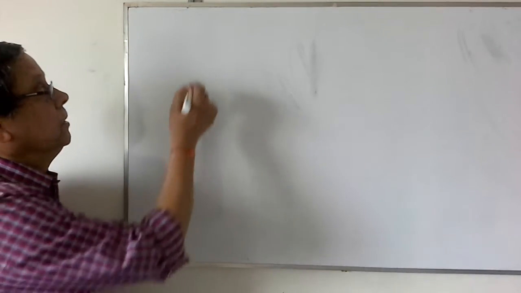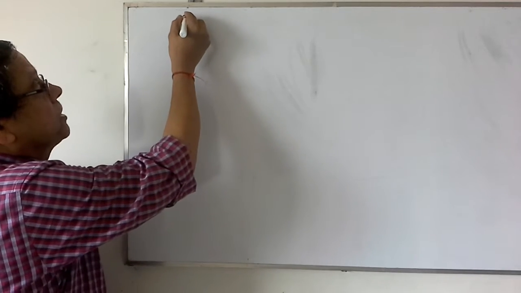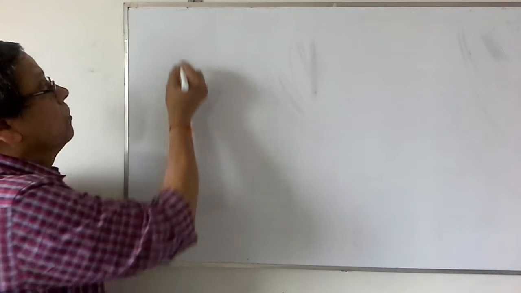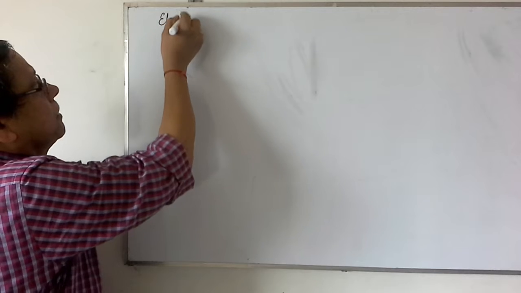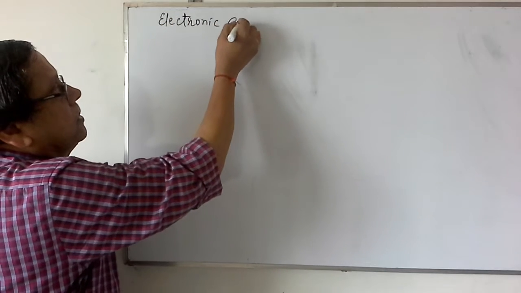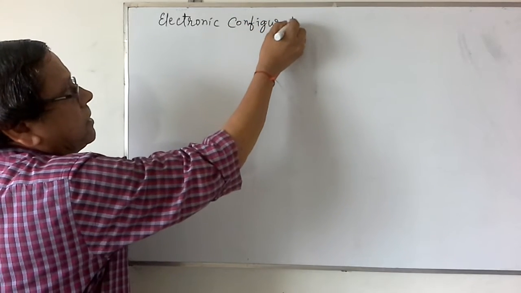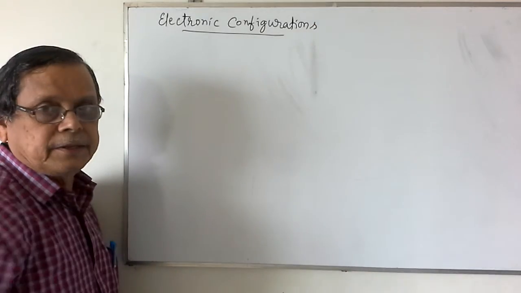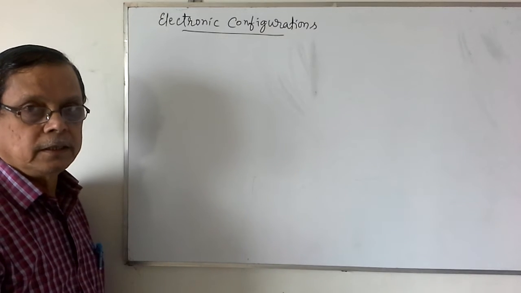Welcome back to the first PUC 11th standard topic. So we are studying the atomic structure chapter. Now we have to study electronic configurations. To write the electronic configurations of various atoms, we have to consider various rules.